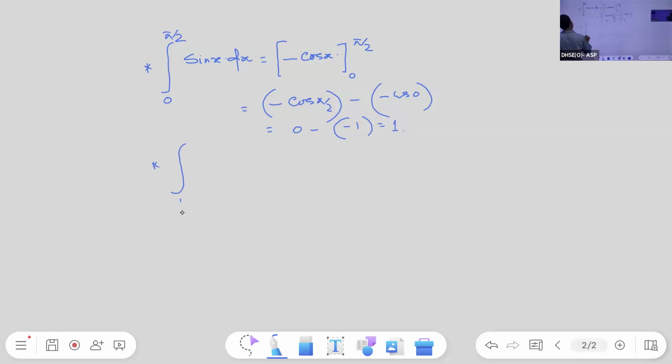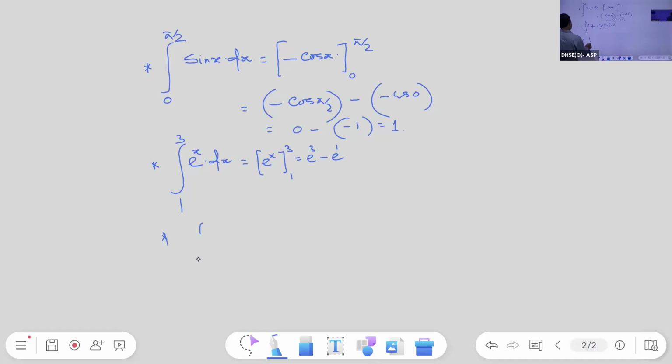Then come to the second question. Integral 1 to 3 e power x dx. Integration of e power x is e power x, limit 1 to 3. This is equal to e to the power 3 minus e power 1, which is e cube minus e. Is it clear?